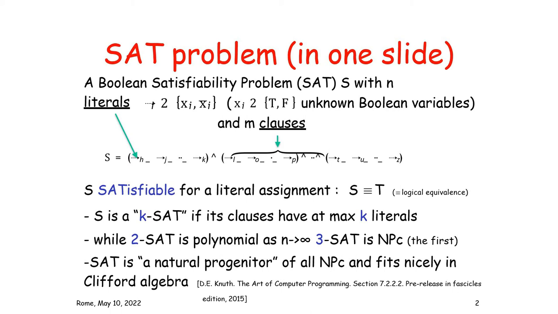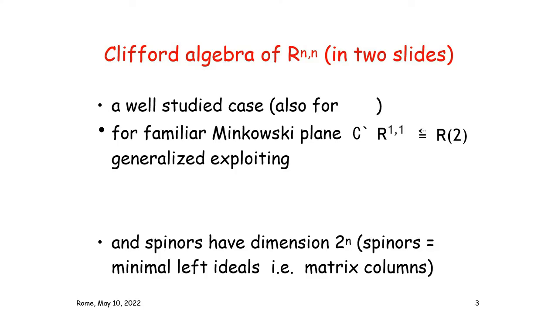Okay. I was thinking about the complex problem of satisfiability, which I summarize in one slide. The problem is essentially that you have a Boolean expression made of Boolean variables that can take two values, true or false, and this expression S is represented here by the conjunction of the parts in parentheses, which are all clauses. The problem S is satisfiable if there is one assignment for the variables that makes the expression true, and we call it k-SAT if there are k literals in each clause.